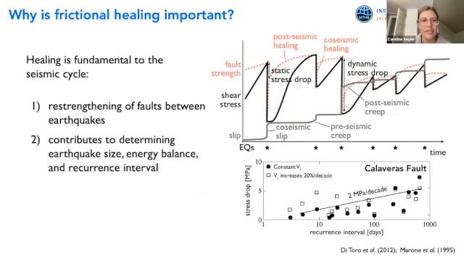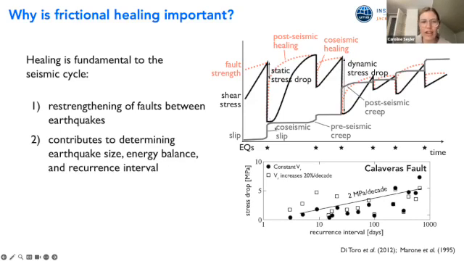Okay. First of all, why is frictional healing an important process? Healing is fundamental in the seismic cycle because it's what allows the fault to re-strengthen between earthquakes. In this cartoon, fault strength is indicated in pink. As shear stress on the fault increases from tectonic loading, once it intersects the fault strength, you get an earthquake and the strength drops. This recovery of strength in between earthquakes is what we're focusing on, and it's a fundamental part of allowing the next earthquake to occur.